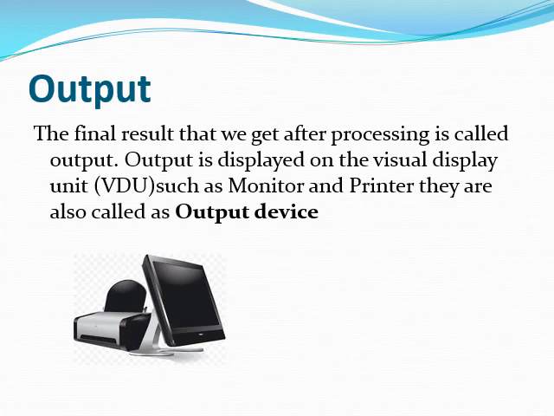Output. After the input has been processed in the computer, the result that is displayed on the computer screen is called an output. So the final result that we get after processing of the input is called an output. Monitor and printer are output devices, as they help us to display the output. That is why they are also called a visual display unit or VDU.